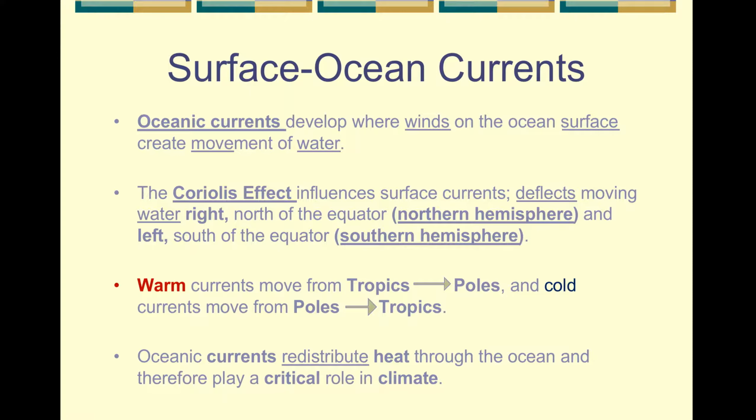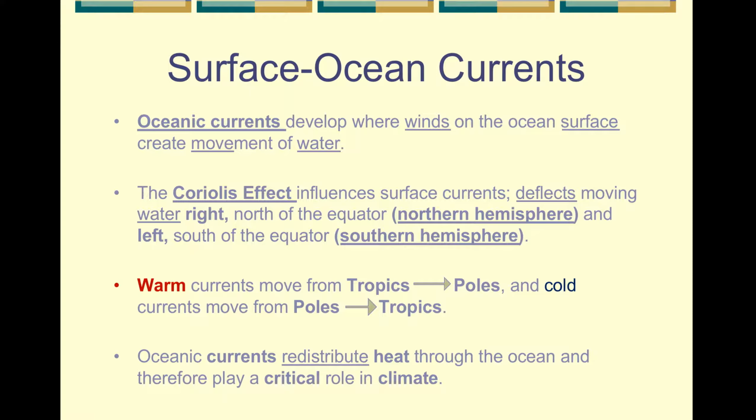Okay, so with surface ocean currents, basically you've got wind that's creating this movement of water, and you've got this thing called the Coriolis effect. The Coriolis effect is influenced by the rotation of the Earth, and what happens is that it deflects moving surface currents. So if you've got an oceanic surface current moving north, for example, in the northern hemisphere, the Coriolis effect, because of the rotation of the Earth, is going to move it right. Whereas in the southern hemisphere, it's going to move left. So if you ever try to flush a toilet in the northern hemisphere, you're going to see it make a clockwise motion, whereas in the southern hemisphere, it's going to go the other way around.